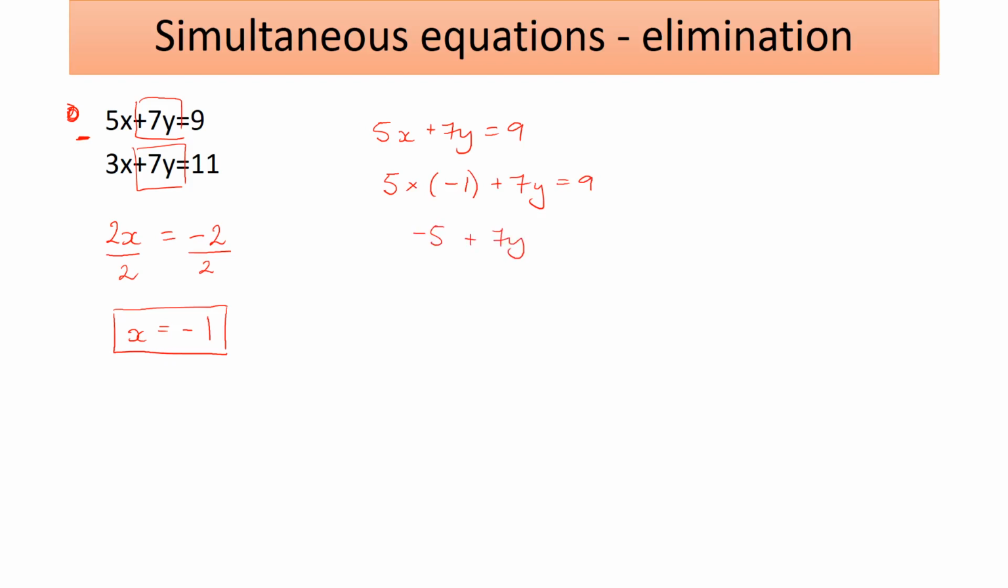Add 7y equals 9. Now I want to get rid of this, so I need to do the opposite, which is adding 5. So 7y equals 14. And now to find the value of y, I need to divide both sides by 7, so y equals 2. So I've got the value of x, and I have also the value of y.